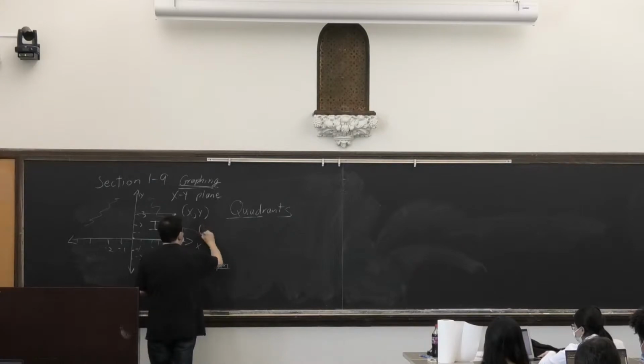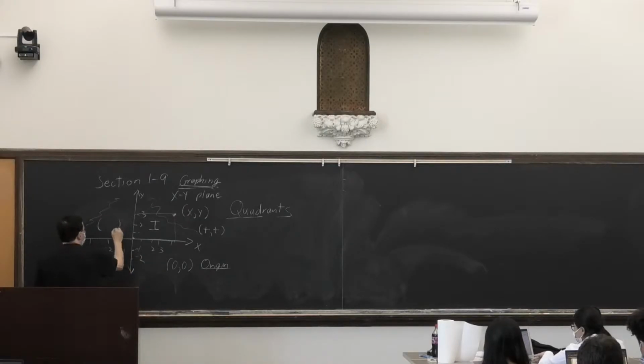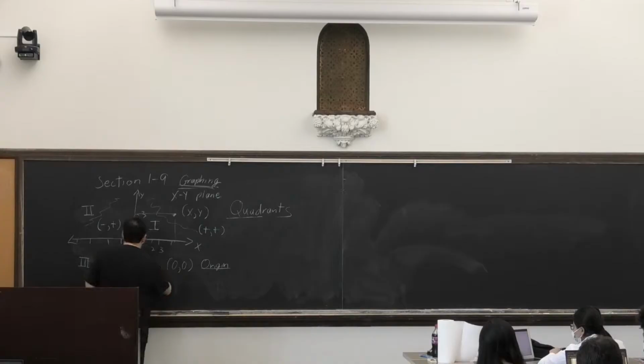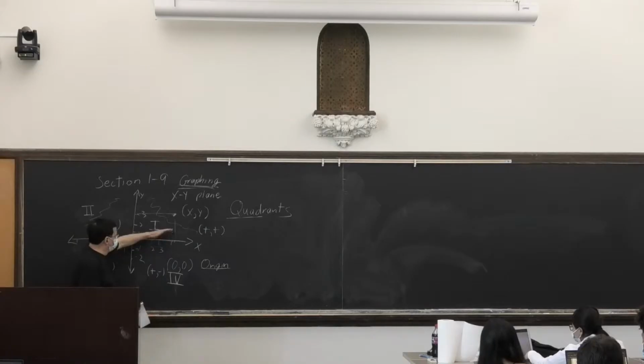The quadrant here, where the coordinates are both positive, is the first quadrant. The quadrant here, where the x is negative and the y is positive, we call the second quadrant. Down here, where they're both negative, we call it the third quadrant. And finally here, the fourth quadrant. Again, if someone asks you which quadrant some point is in, you're going to give me a Roman numeral. You want to think of this as going counterclockwise.